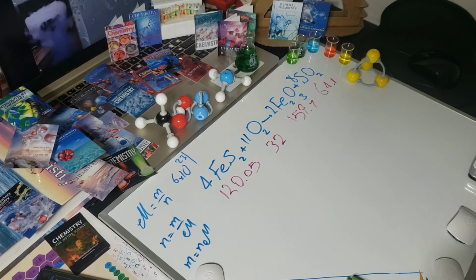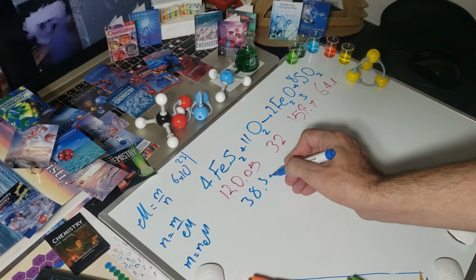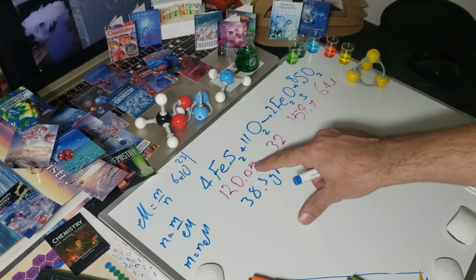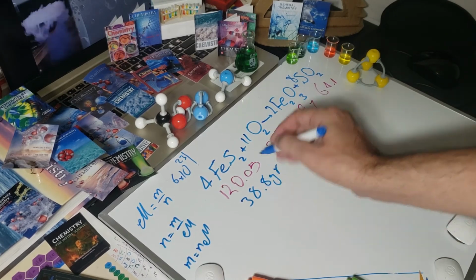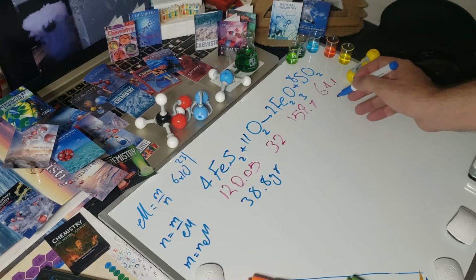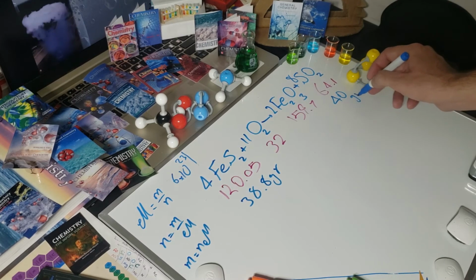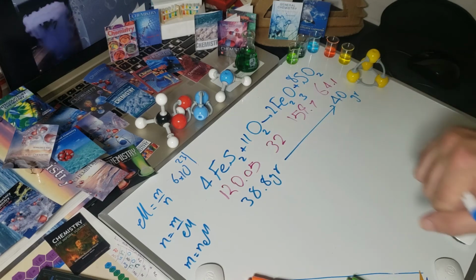There it is. Now we have the molar masses, and the problem tells us if we have 38.8 grams, my bad, of FeS2, and it produces 40 grams of SO2. 40 grams of this is produced. What is the percent yield?